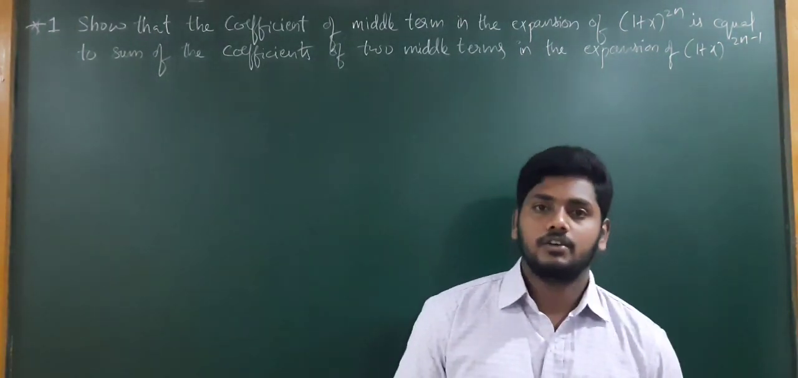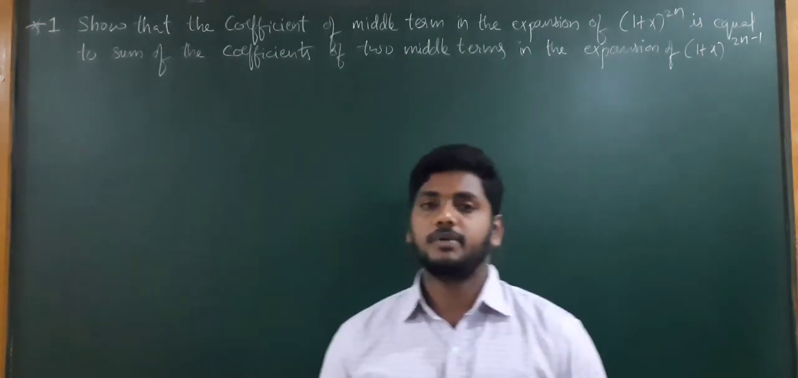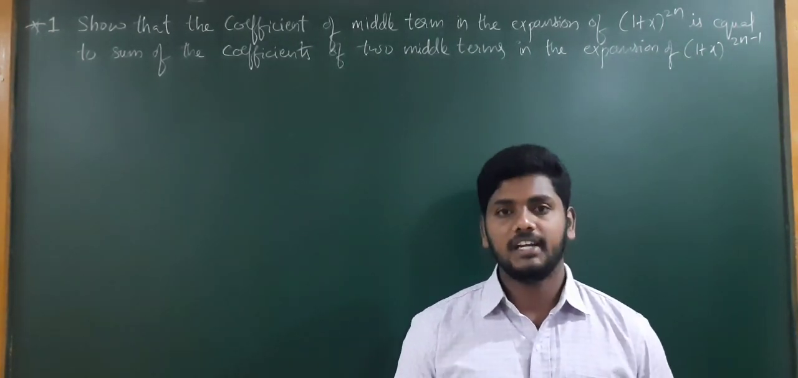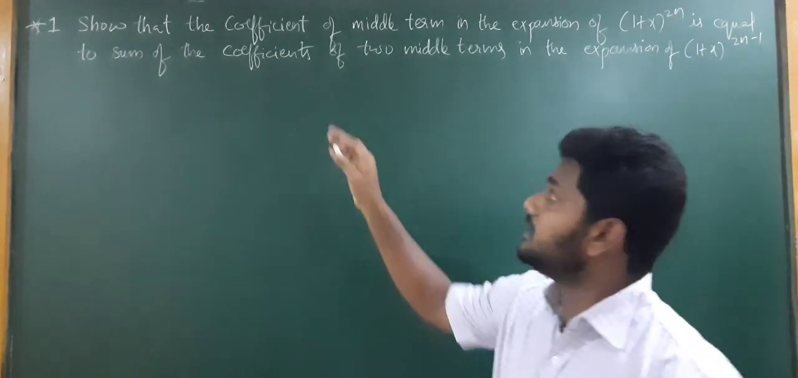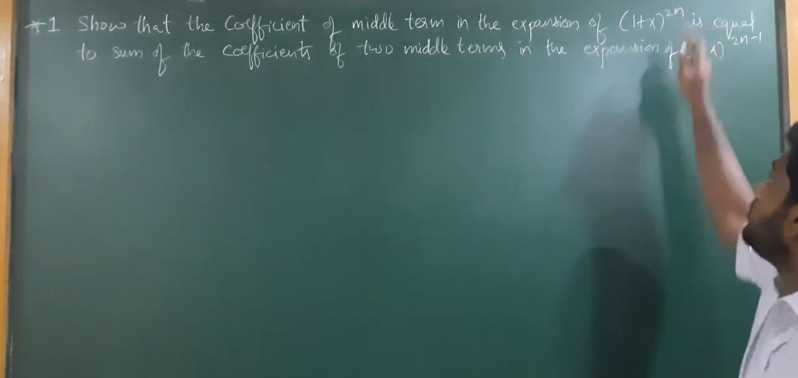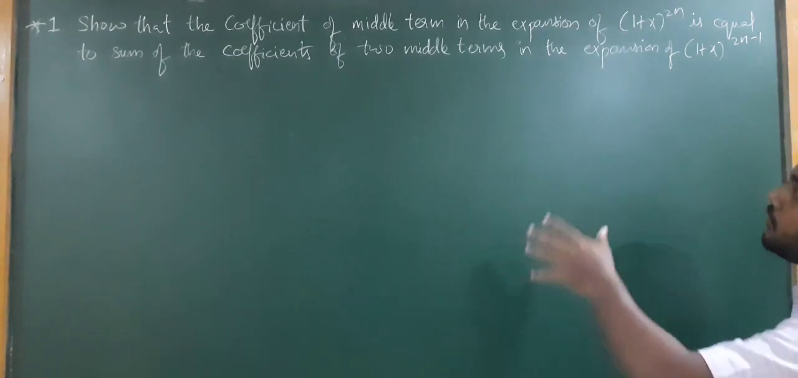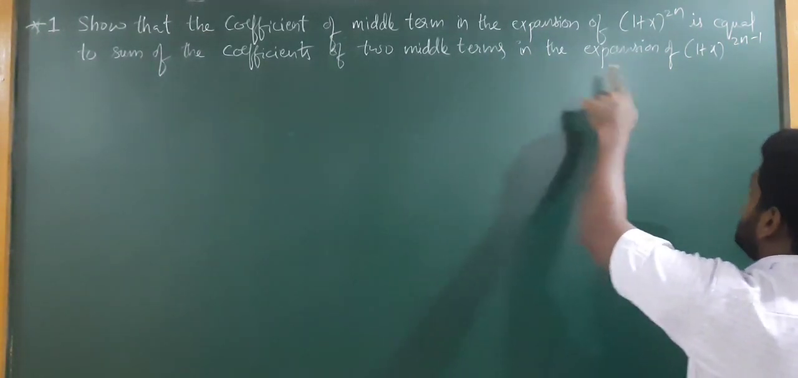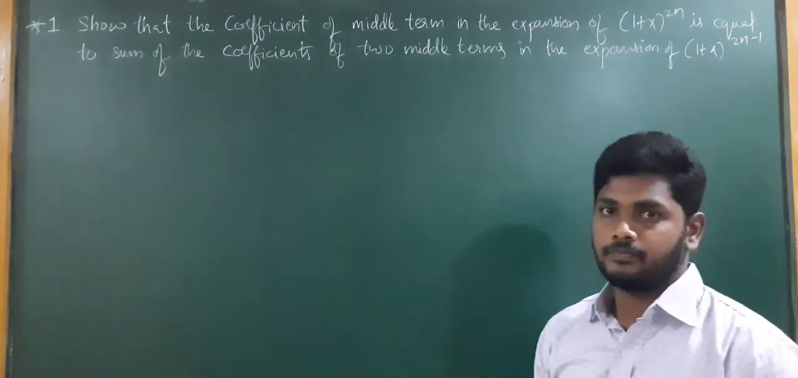Good afternoon, students. Today also we will discuss some of the problems of binomial theorem, which is based on coefficients and also middle term and general terms. So the question is, show that the coefficient of middle term in the expansion of (1 plus x) to the power of 2n is equal to the sum of coefficients of two middle terms in the expansion of (1 plus x) to the power of 2n minus 1.